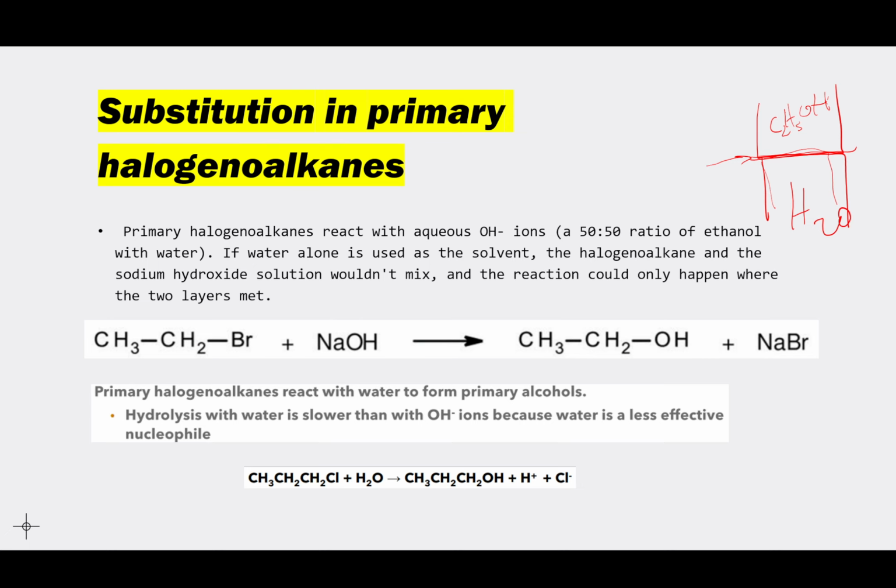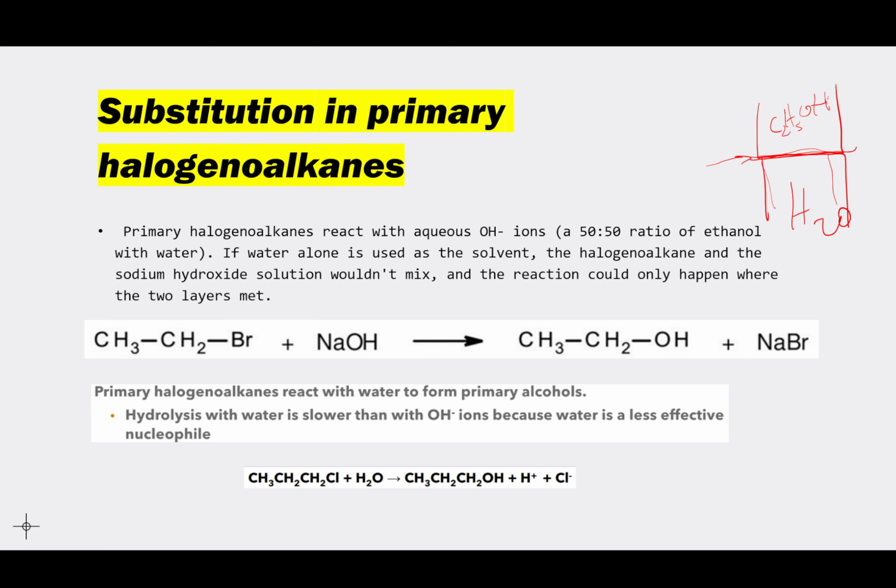So the primary halogenoalkanes will react with water to form primary alcohols. The secondary ones will react to give secondary alcohols. The tertiary ones will react to give tertiary alcohols. So we're seeing how we can create these alcohols that we discussed before. The hydrolysis with water is slower than with hydroxide ions because water is a less effective nucleophile. Water is not really a good nucleophile, but we can do it with water and not only hydroxide ions. We're going to be looking at that next.